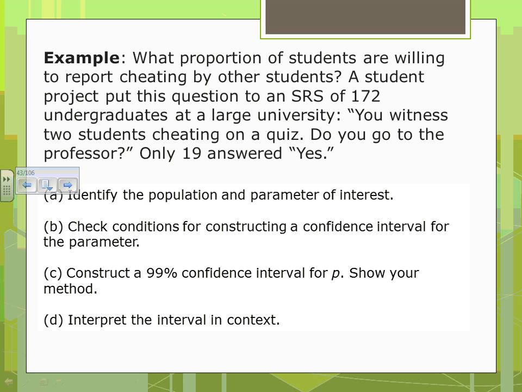Okay, well, what proportion of students are willing to report cheating by other students? Hopefully all of you, because you should never ever cheat. That's just horrible. It's your morals, right?